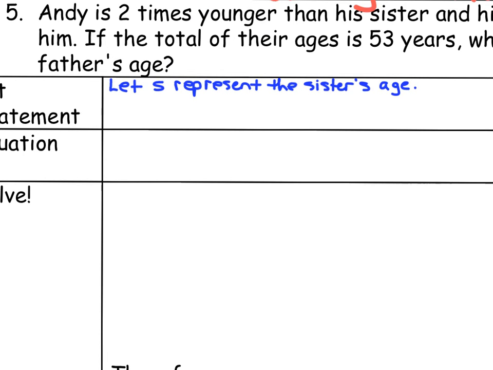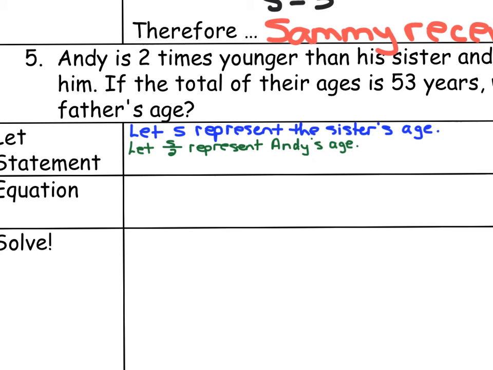So the first part of our let statement is we're going to let S represent the sister's age. Now this one's a bit tricky because we have to look at this and say Andy is 2 times younger. So if he is 2 times younger, that's the same way of saying that he is half her age. So we're going to let S divided by 2 represent Andy's age.